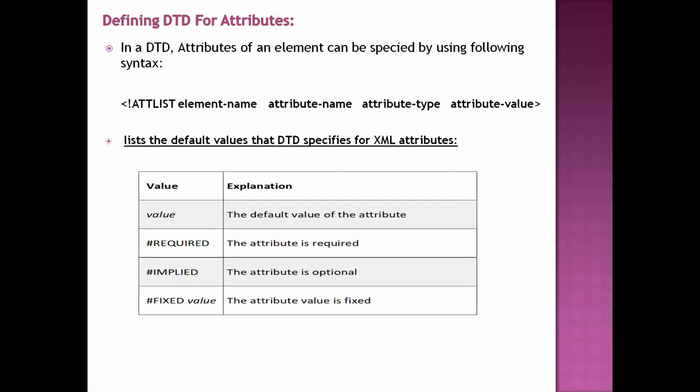Suppose if you are not supplying any value, EN will be considered as the default value. And #REQUIRED: if you specify #REQUIRED, that indicates that the user compulsorily has to supply the attribute value. Here there is no case of ignoring.